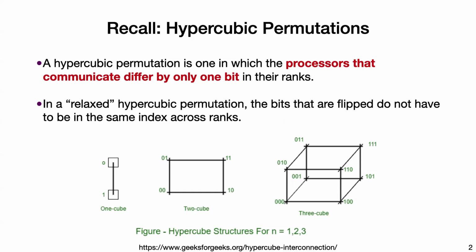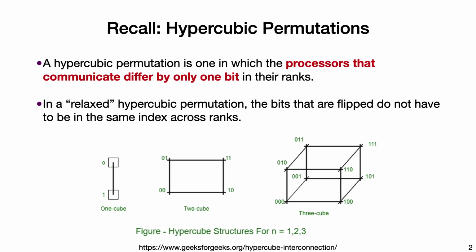A hypercubic permutation is one where the processors that communicate differ in only one bit in their rank. For example, with one bit, it's just 0 and 1. With 2 bits, 2 to the 2 is 4, and 0,1 is connected to 0,0 and 1,1, which differ in the first bit and the second bit, starting from the right. Again, this differs in 1 bit from 1,1 and 0,0. A 3-cube is a full cube, where you have 3 bits, so 2 to the 3, which is 8 processors, connected in a cube fashion. Then it goes up to higher dimensions, but those are hard to draw.